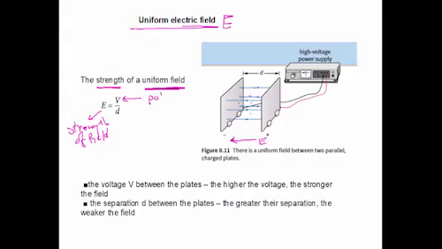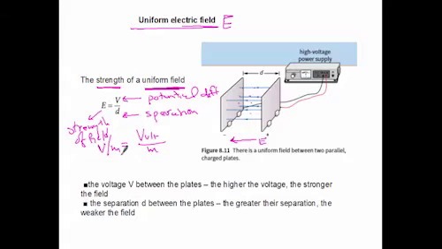So the potential difference, or the voltage that we have here, and d is the separation between these two plates. So V is in a unit of volt, d is in meter, so you will get for E volt per meter as a unit.